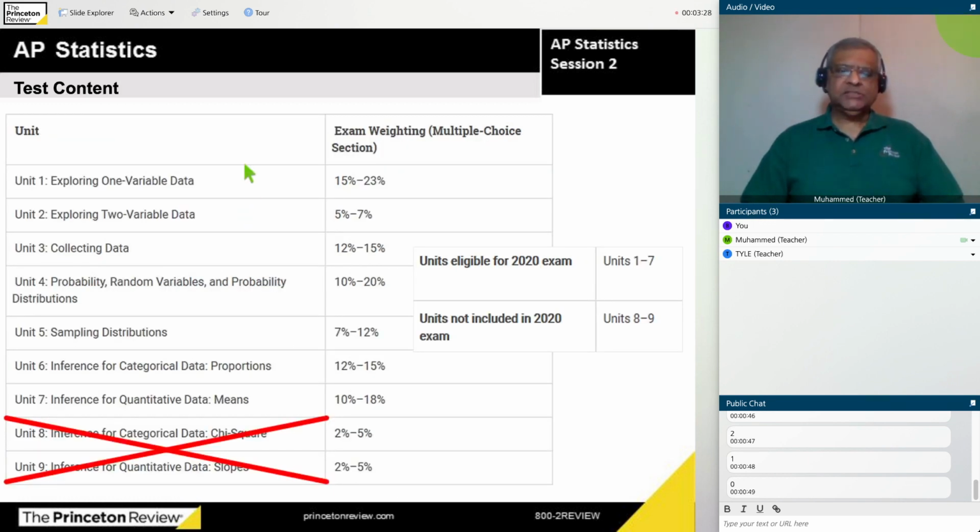For stats, this is the regular syllabus, but given the unusual situation in 2020, the last 2 units will not be covered. So if you're concerned about chi-squared, it will not be covered. And if you're concerned about slopes, that will not be covered. But the other stuff will be covered. So units eligible are 1 through 7, which includes inference, and we'll see a problem from this today. And then what's not covered is units 8 and 9.